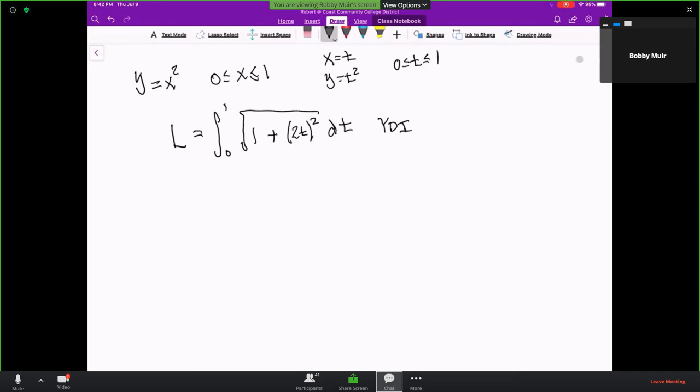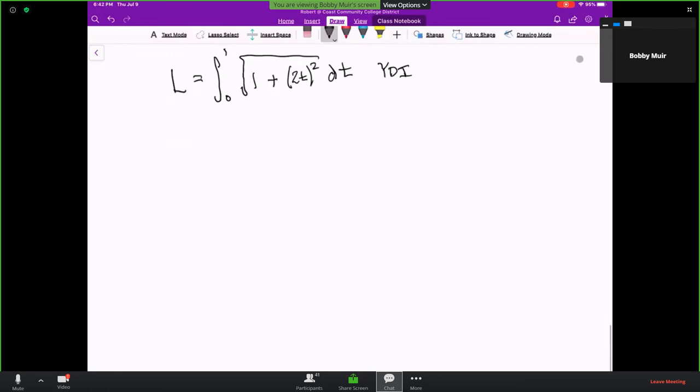All right, so let's try a couple of these in the exercises. Usually they give you backed up exercises to do because the answers work out nicely. Okay, so let's see, where are the arc lengths? Okay, so here we go.